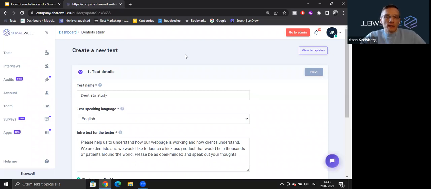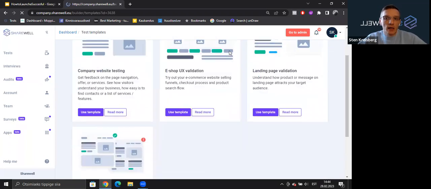So now the question is, is it possible to launch research in 5 minutes? Yes, it is. First, if you have never done it, when you log in to Sharewell, the account you can create in Sharewell is totally free. We don't have any member team fee. We don't have any monthly fee. So basically you can do it totally free. If you are using your own testers, it's also totally free. So you can use templates. When you are doing it the first time, it's really simple.